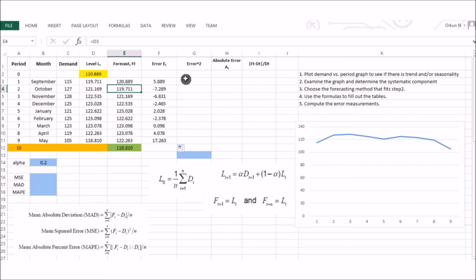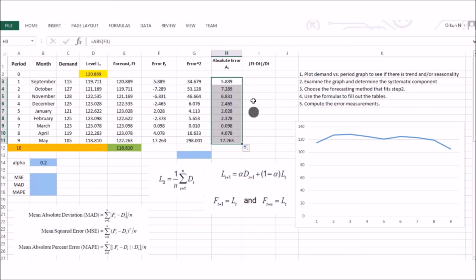For mean squared error, I'm going to take the square of these error values. So you can use different techniques. I'm just going to multiply it by itself, hold the bottom right and drag it down, and I got the square of all of these error values. For MAD, I'm going to use the absolute error values, and absolute value function ABS is going to help me. So choose the corresponding cell and drag it down. I got all of them.